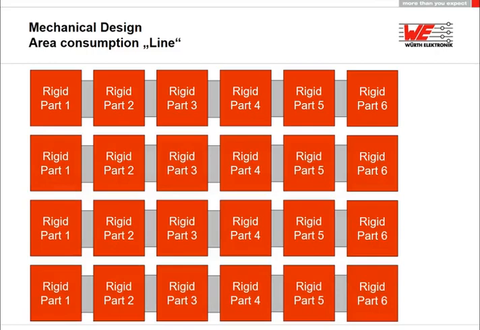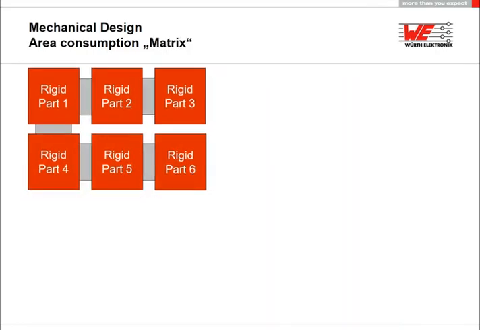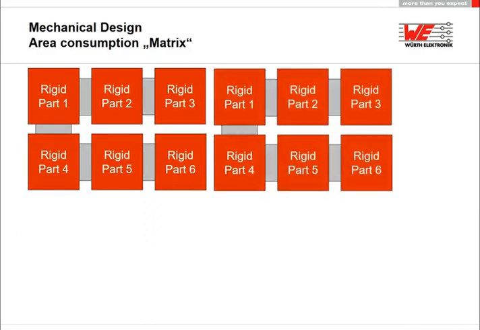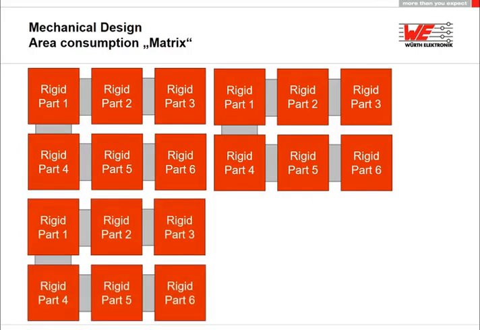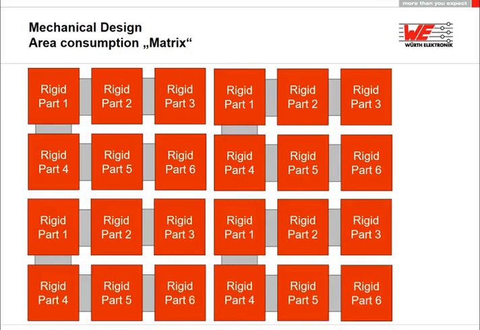An alternative to the line design is the matrix design, so matrix 2 times 3. In this case, very advantageous to bring it on the production panel. So again, 4 PCBs on the available area.